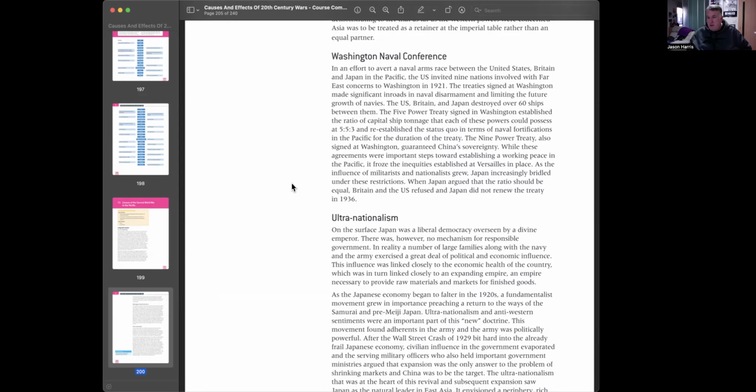And so this is specifically about naval boats, naval ships. The Five Power Treaty signed in Washington established the ratio of capital ship tonnage that each of these powers could possess at 5-5-3. For every 5 boats that the US builds and 5 boats that the UK builds, Japan can only build 3. So right there, that's unequal, right? It's an unequal treaty. And it reestablished the status quo in terms of naval fortifications in the Pacific for the duration of the treaty. So that's what the Five Power Treaty did.